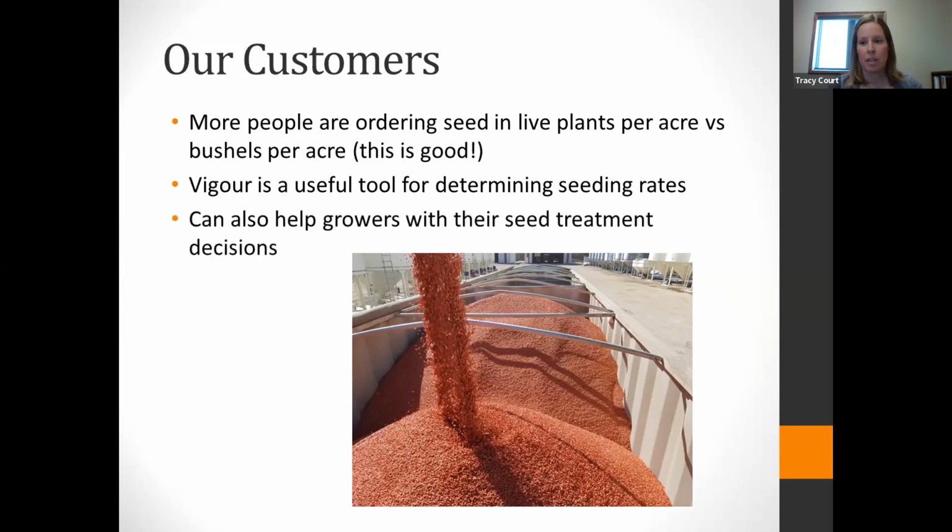We also can look at these Vigour results and help our growers make seed treatment decisions. Obviously, Vigour doesn't give you all the answers on whether it's disease related or weathering or seed coat breakage or things like that. But through our background knowledge of how it was produced on the farm, we can certainly make seed treatment recommendations based on what we suspect is going on there.